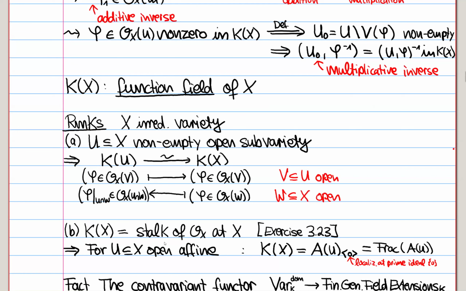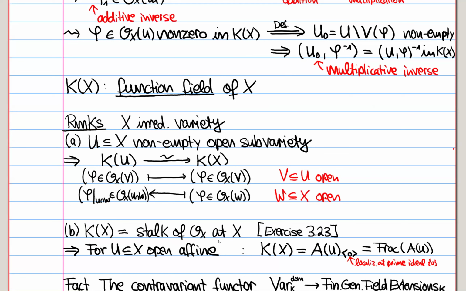And this was just the sections which exist in some non-empty neighborhood of some point of this irreducible subset. And if you just write down the definition and you take the stalk at the full set X, then you exactly get the definition of K of X. And then the good thing about this is that we actually computed this when X was an affine variety, and we gave an explicit formula.